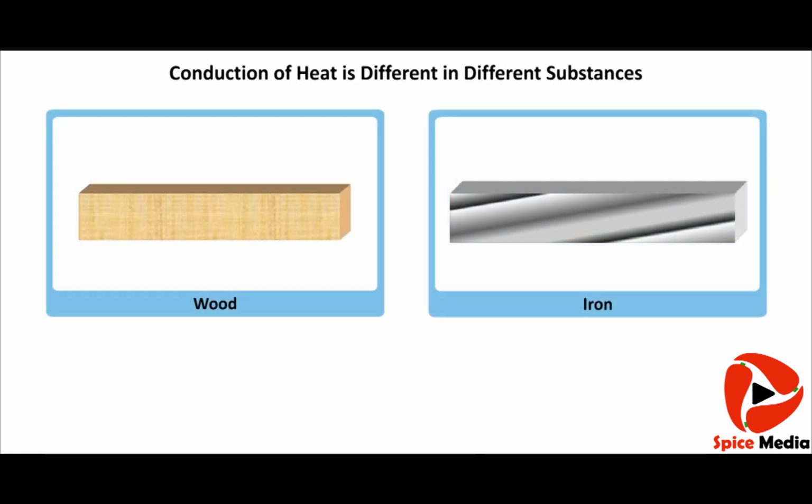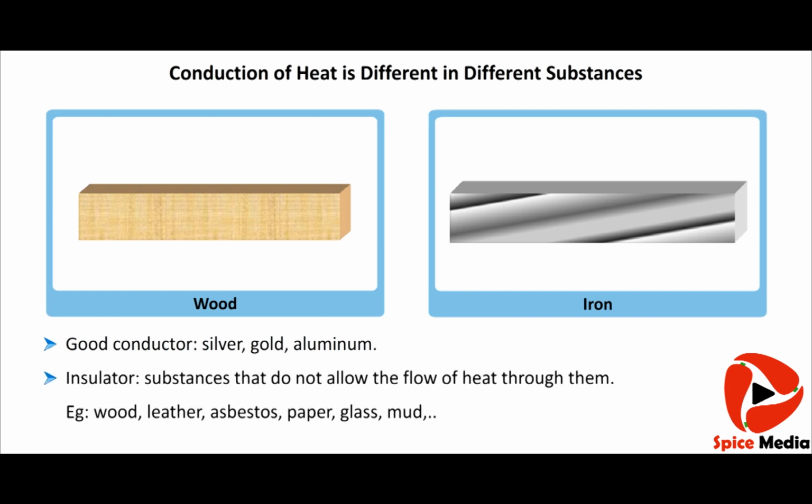Conduction of heat differs from substance to substance. In some materials, conduction of heat takes place very fast. They are good conductors of heat. Silver, gold, and aluminium are good conductors. Wood, leather, asbestos, paper, glass, and mud do not conduct heat. They are bad conductors and are called insulators of heat.